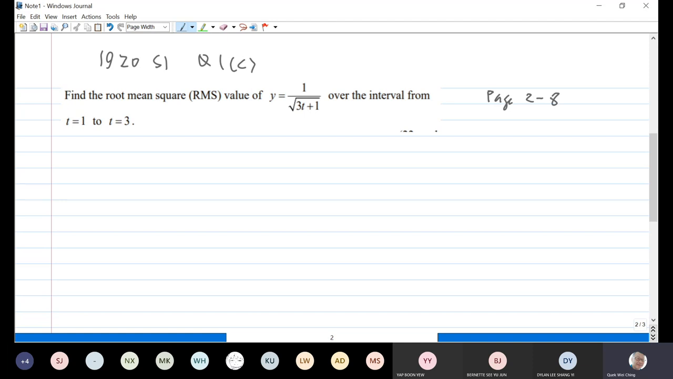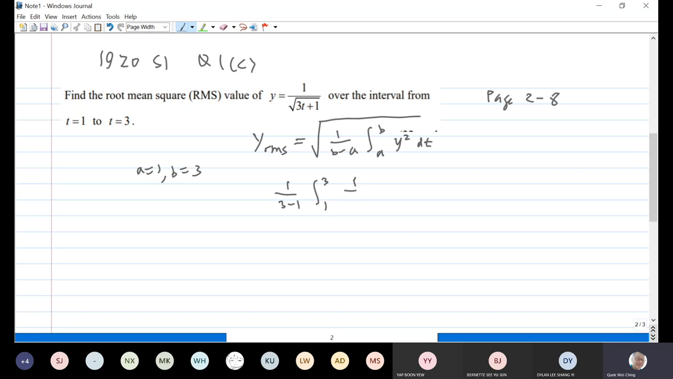So what I'm trying to find is the root mean square value of y. The formula is y RMS is equal to the square root of 1 over b minus a, integral from a to b of y square dt. Okay, this is how you find the root mean square value. So in this case, your a is equal to 1, b equal to 3. So what you want in the middle is 1 over b minus a first, b is 3, a is 1, so this is 1 to 3.